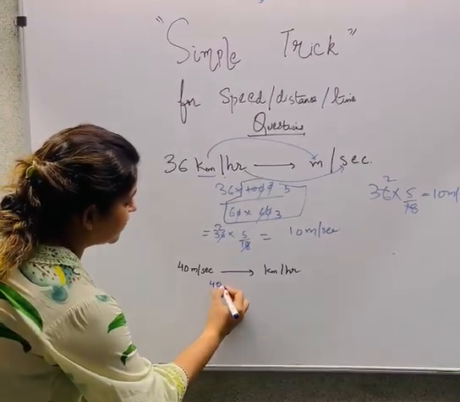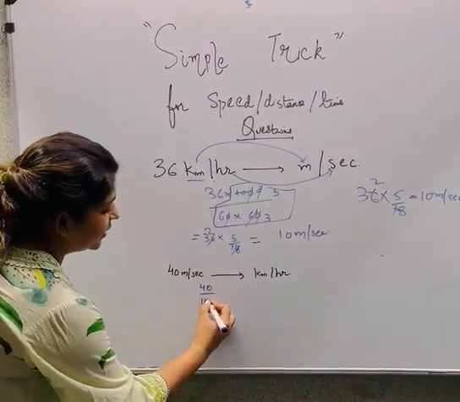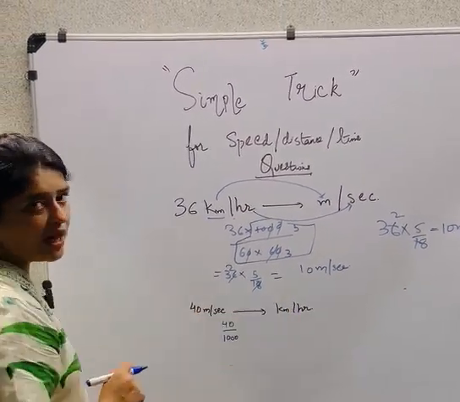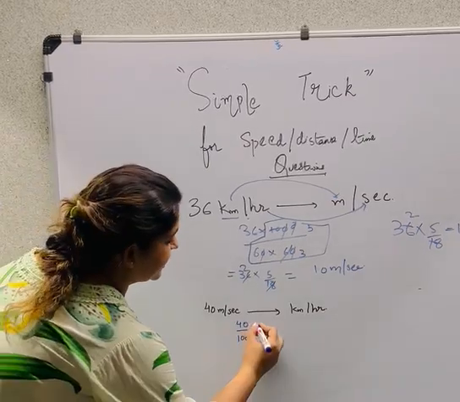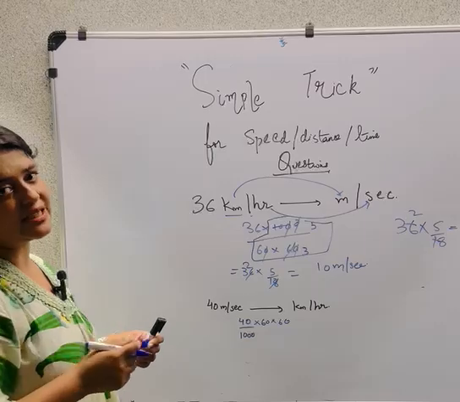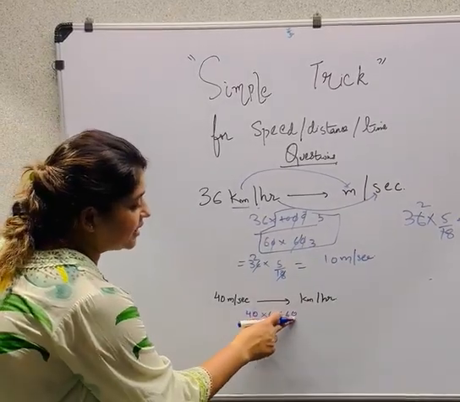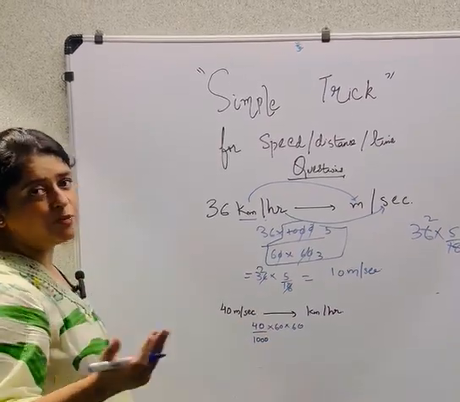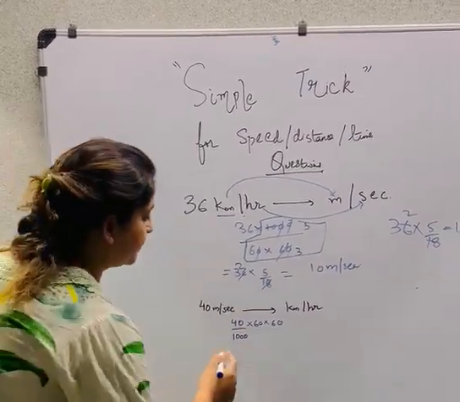So, to convert meters to kilometers, I divide it by 1000. And to convert seconds to hours, I again divide it by 60 into 60. Why is that? Because 1 hour is 3600 seconds. Why am I writing this on the top? Because second is in the denominator and when you divide it, it becomes reciprocal and goes to the numerator.